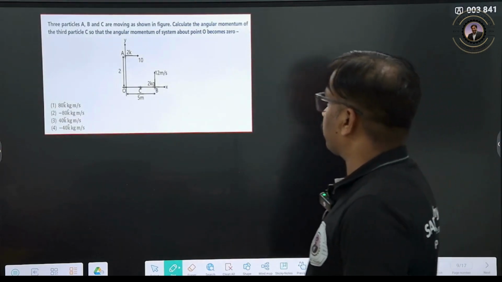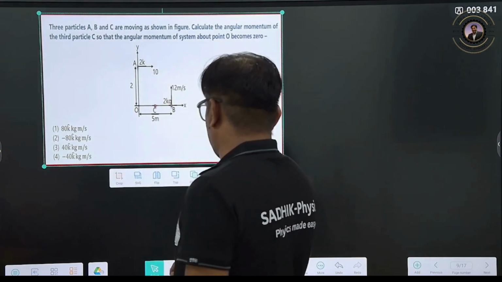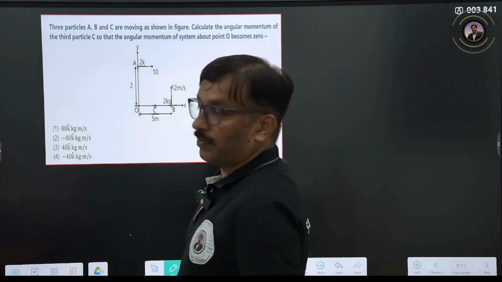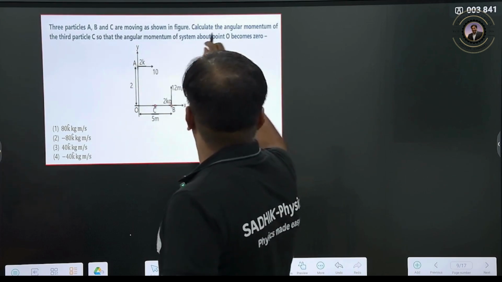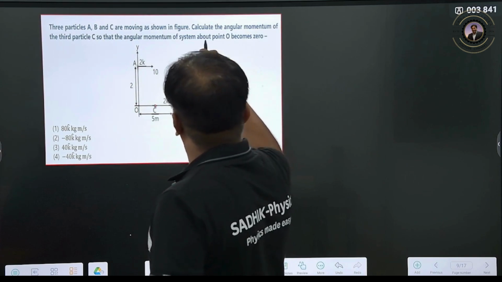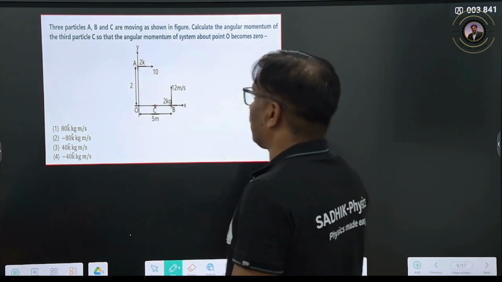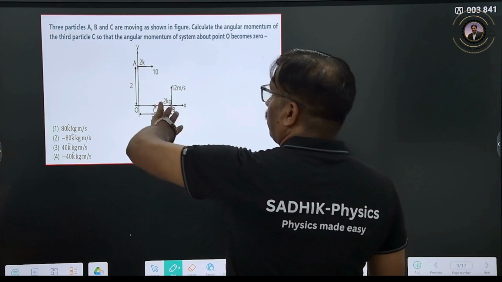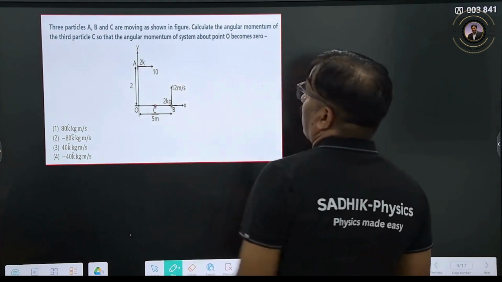So one more, let us see here. Carefully try to observe this one. Here there are 3 particles given, A, B, C. Calculate the angular momentum of the third particle C, so that the angular momentum of the system about O becomes 0. That means we have to calculate the angular momentum of this C particle so that the angular momentum will become 0.